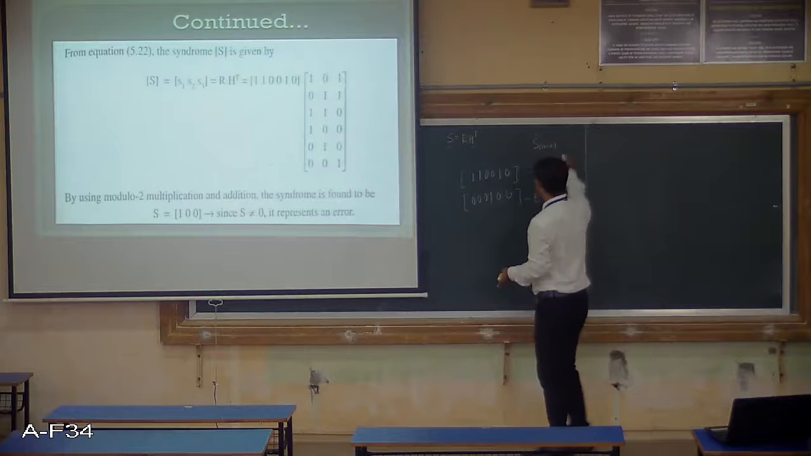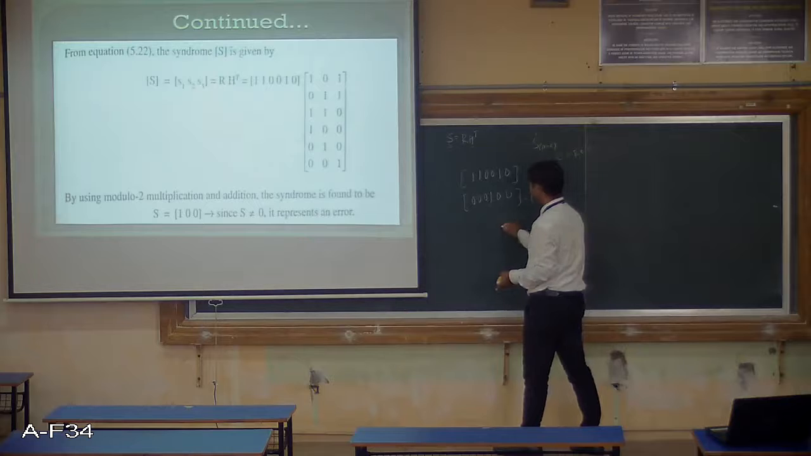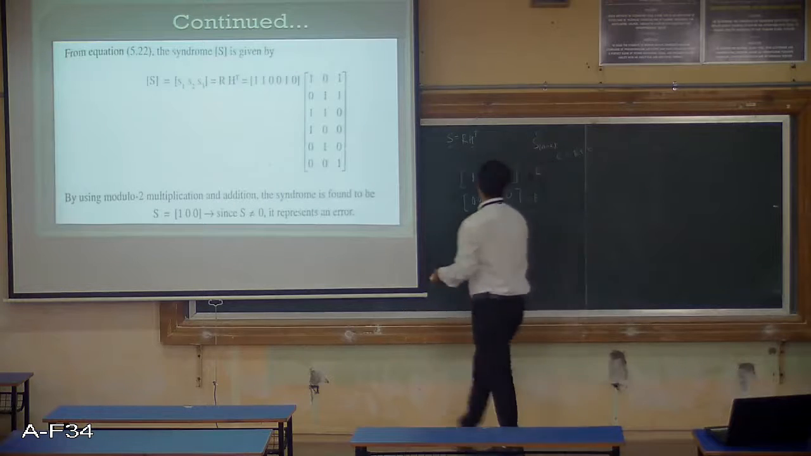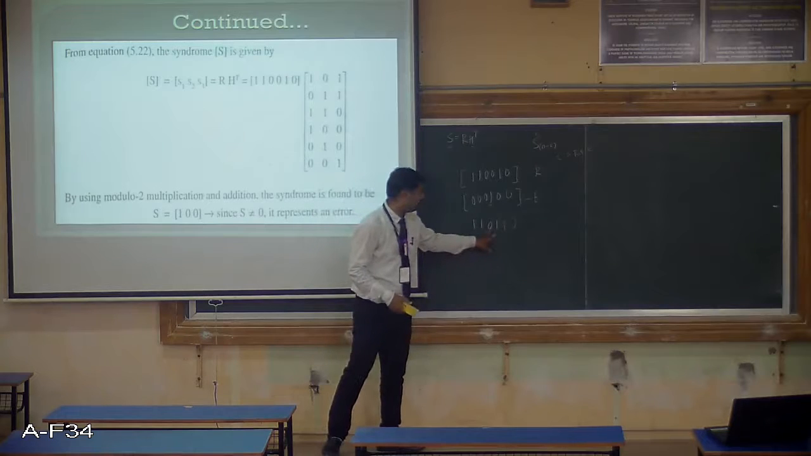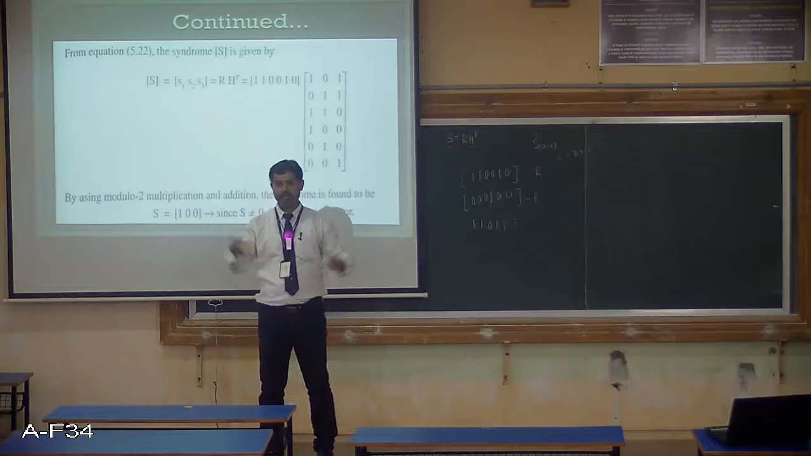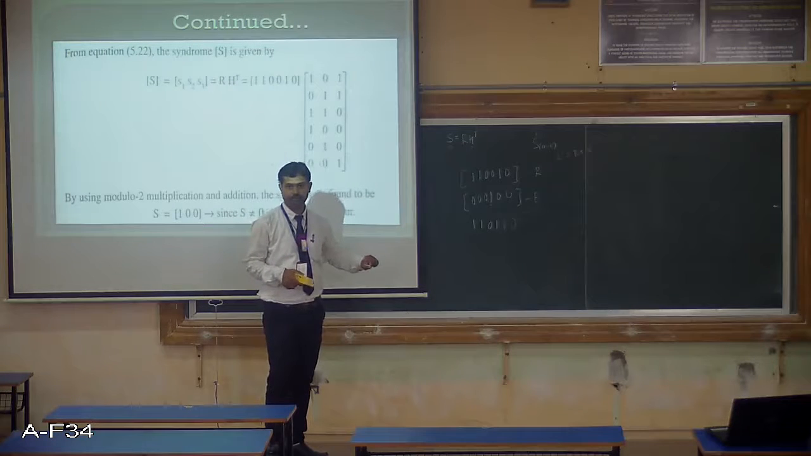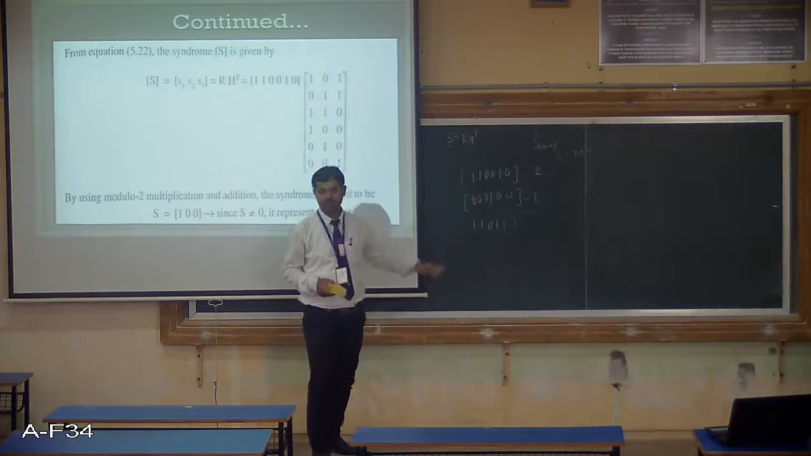You know this equation, C is equal to R plus E. Just add it, mod 2 addition. This gives 1 1 0 1 1 0. Now we can check this 1 1 0 1 1 0. It must be present in the code word list because it is a valid code vector. This is how I can recover my errored received sequence into a corrected one. This is the procedure for error correction.